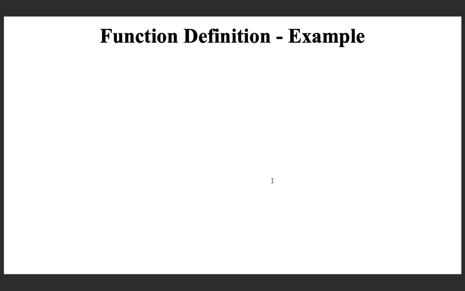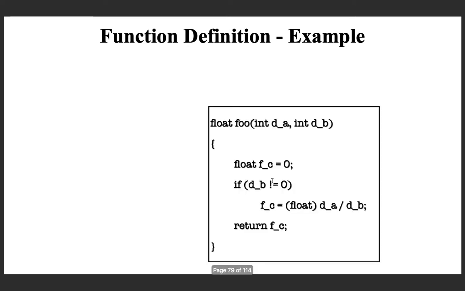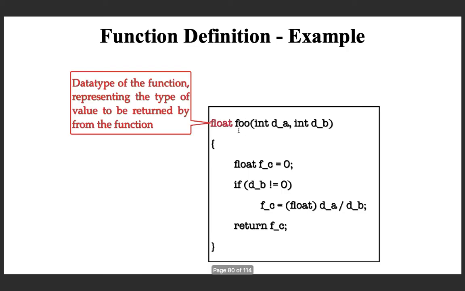Now, let us try to understand the syntax for function definition by using an example. Here is a function called foo. Try to understand the components in it. This is the data type of the function, which represents the type of the value to be returned from the function. So this function is going to return a floating point value, and that's what it's saying. What kind of a value it returns, followed by the name of the function, in this case foo.